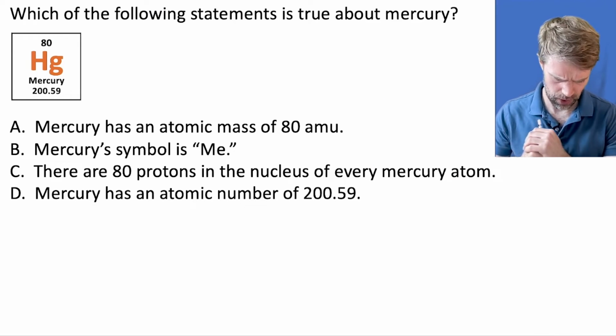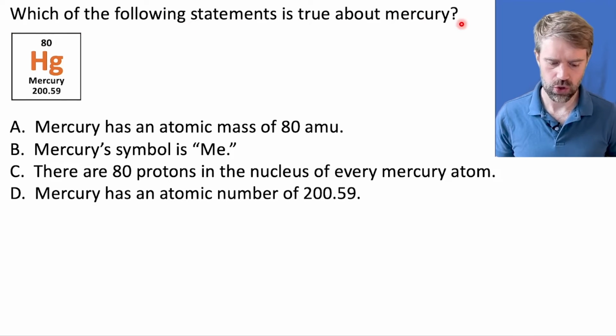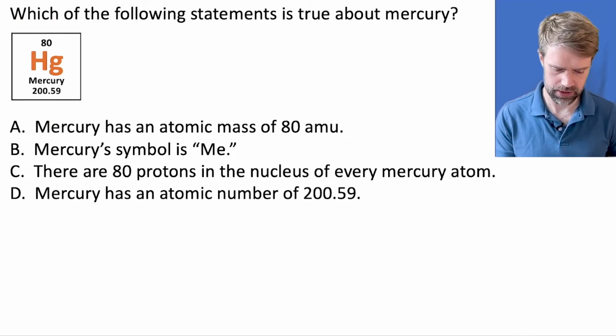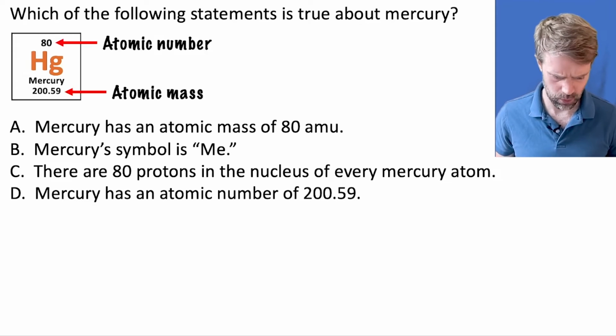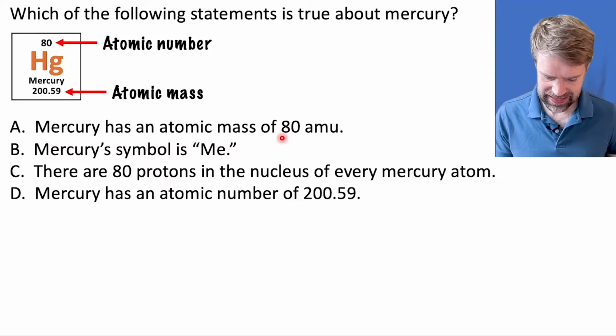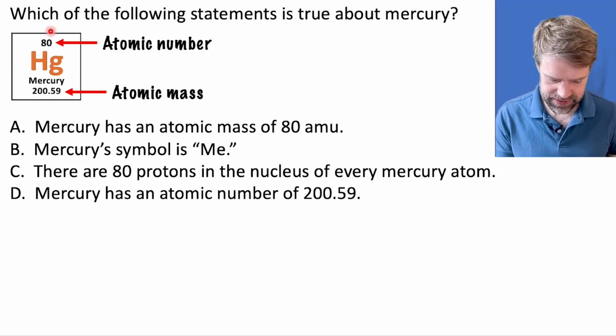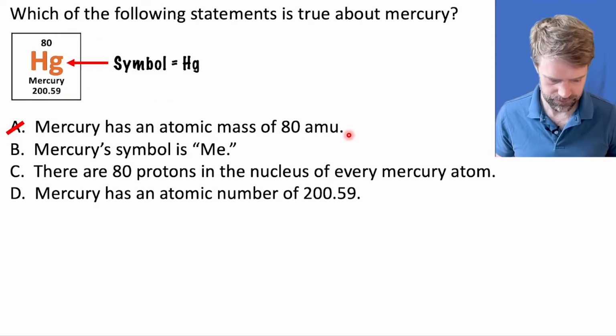Okay, now let's do 2 TEAS style questions to see how they'll test you on these concepts. Here we go. Which of the following statements is true about mercury? And they give us this periodic table square. Let's look over the choices one by one. Choice A. Mercury has an atomic mass of 80 AMU. No. 80 is the atomic number. The atomic mass is the number at the bottom of the square, which is 200.59. So this is false. Cross it off.